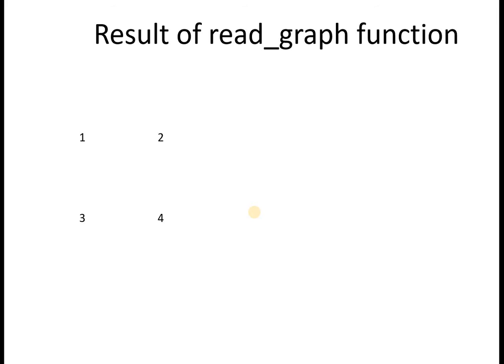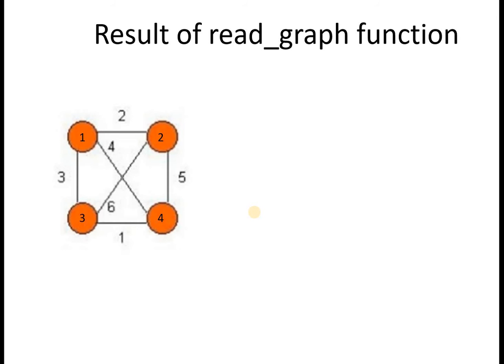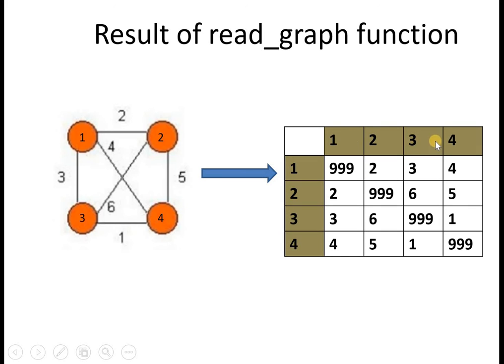So how can you construct the graph? Suppose this is a given graph G with 4 vertices. So the adjacency matrix is a 4 by 4 matrix. The columns are 1, 2, 3, 4 and the rows are 1, 2, 3, 4. Then for 1 to 1, 2 to 2, 3 to 3 and 4 to 4, these have no self loop. So all are assigned infinity. So actually you have to initialize the adjacency matrix to infinity.